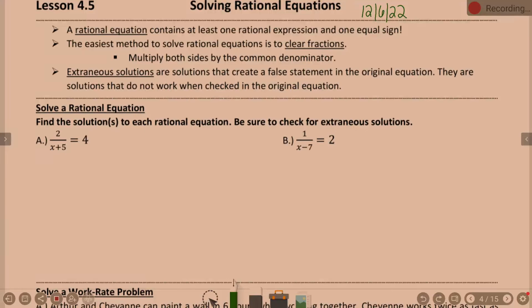Lesson 4.5 is solving equations. It's all been about all this rational stuff, right? And now we've got to solve the rational equations. And as we talk about solving rational equations, remind me what it means to be rational again?